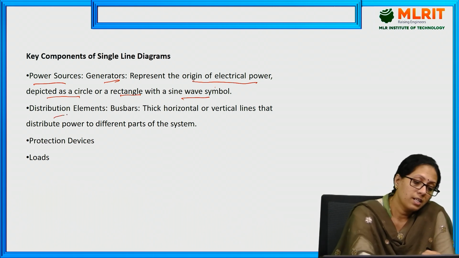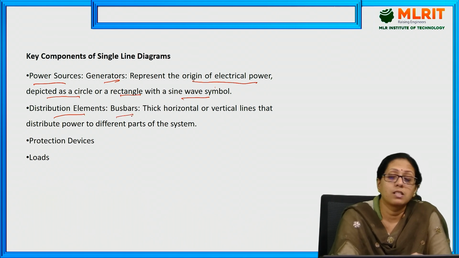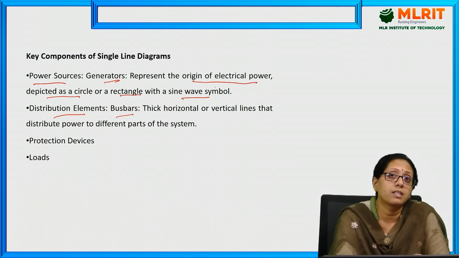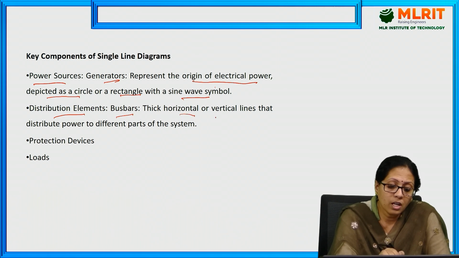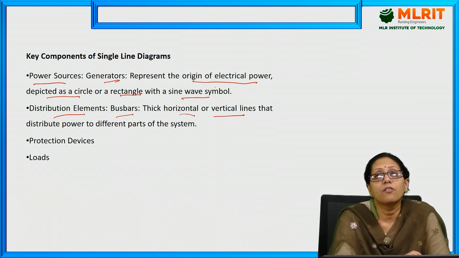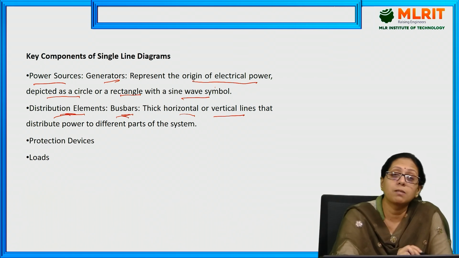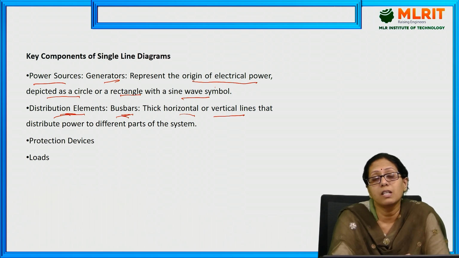Next one is distribution elements. Distribution elements or bus bars should compulsorily be present. The horizontal or vertical lines distribute power to the different parts of the system. These distribution elements are nothing but the bus bars, which are represented by horizontal or vertical dark lines.